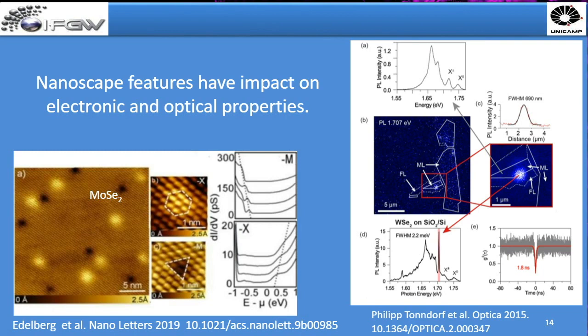And this kind of defect, if you think about the optical properties, has a huge impact on the luminescence of this material.